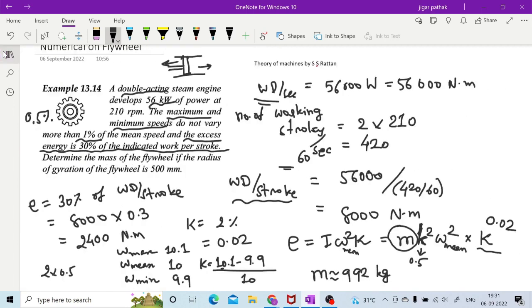Sir, I have solved a question where it is written that about mean position, but in that question the answer is given, they have taken the coefficient of fluctuation of the speed as 0.01. I guess there may be some mistake, or you should read the problem statement again, maybe, right?